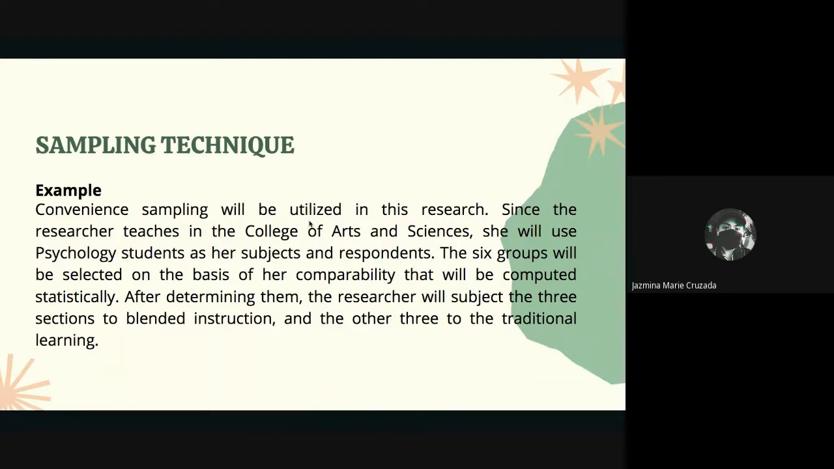After determining them, the researcher will subject the 3 sections to blended instruction and the other 3 to the traditional learning. So, yung researcher is also a teacher that teaches in the College of Arts and Sciences. Dahil convenience sampling yung ginamit niya, she will get a sample that is most convenient for her. And for this, she will use her psychology students.